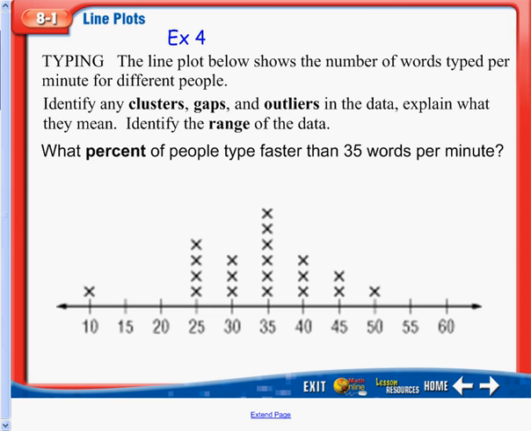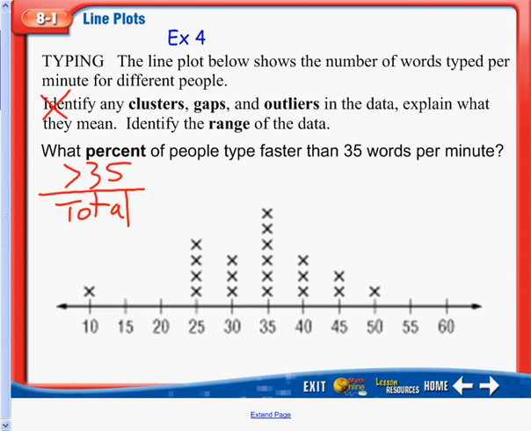This next one, we're just going to go on to the last question here. This line plot shows the number of words typed per minute for different people. We aren't going to do the clusters, gaps, outliers, and range because we've done that a couple times already. So we're going to focus on what percent of people type faster than 35 words per minute. So this is part of analyzing our data. We've got to find out the percent of people who type faster than 35 words per minute. So we're looking for everything greater than 35 compared to our total, right? Because to find our percent, we take the part over the whole.